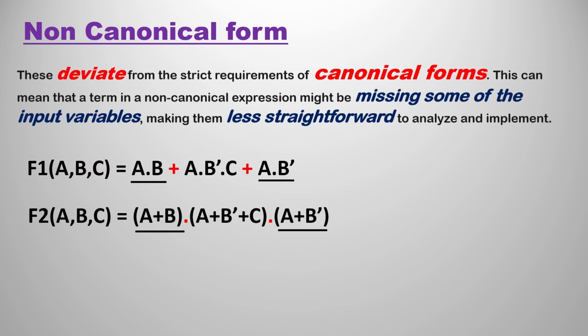Let's also see another example for the non-canonical form. We also have f2. The first one, f1, is SOP. The second, f2, is POS, that is a plus b into a plus b bar plus c into a plus b bar. So that is POS of non-canonical form.